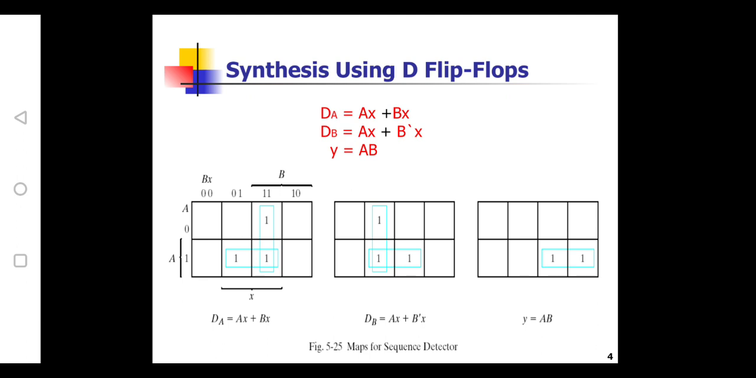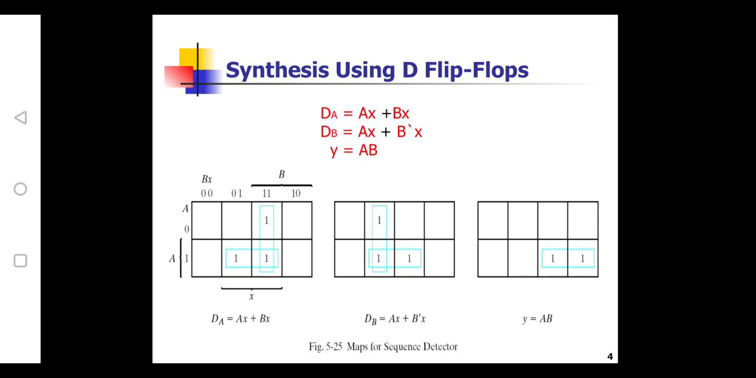Similarly, we need to draw the K-map for dB. In case of dB, we have minterms at 1, 5 and 7. So 1 and 5 are adjacent. Similarly, 5 and 7 are adjacent. So in case of 5 and 7, we'll be getting a simplified expression as AX. For 1 and 5, we'll be getting B bar X.